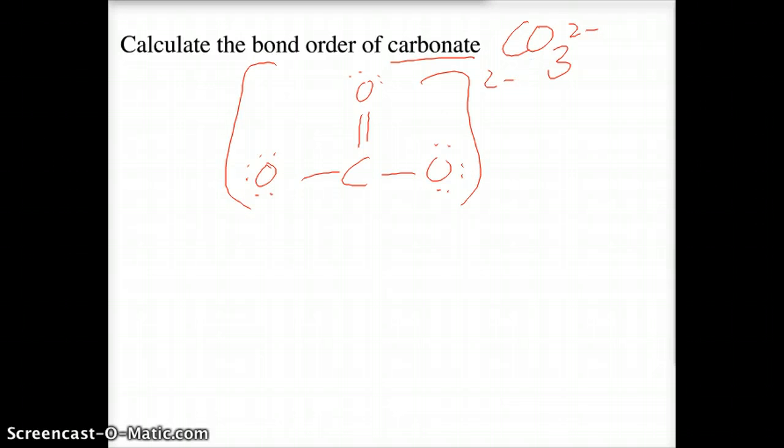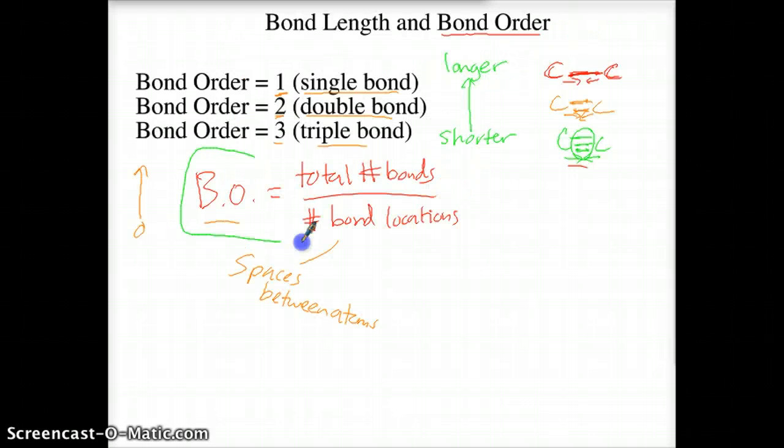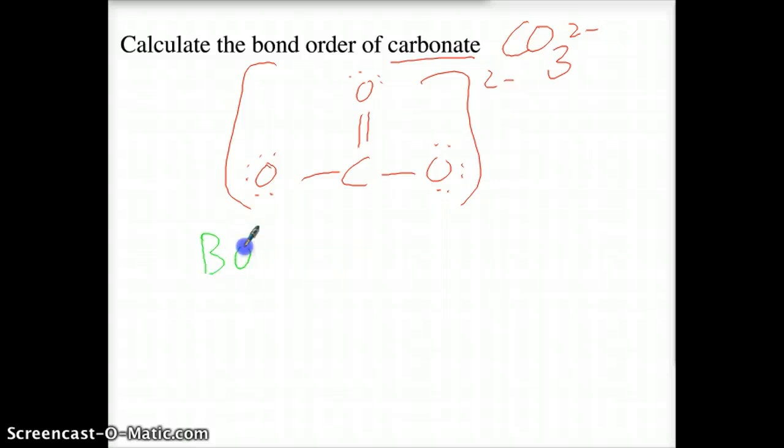So we know the equation is bond order equals total number of bonds divided by the number of bond locations. So the bond order, let's see, how many total bonds do I have? I have 1, 2, 3, 4. Each line counts as a bond. So I have 4 total bonds.